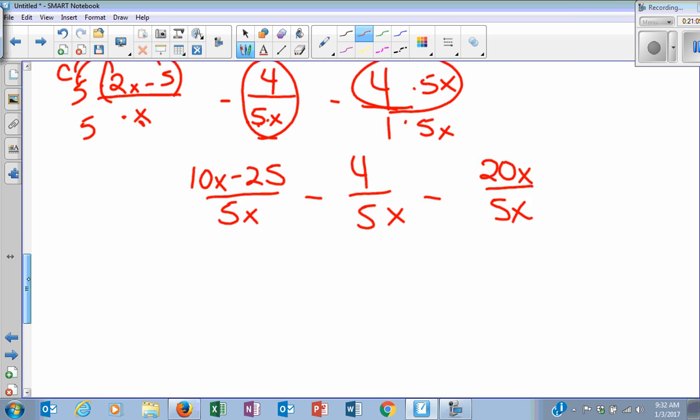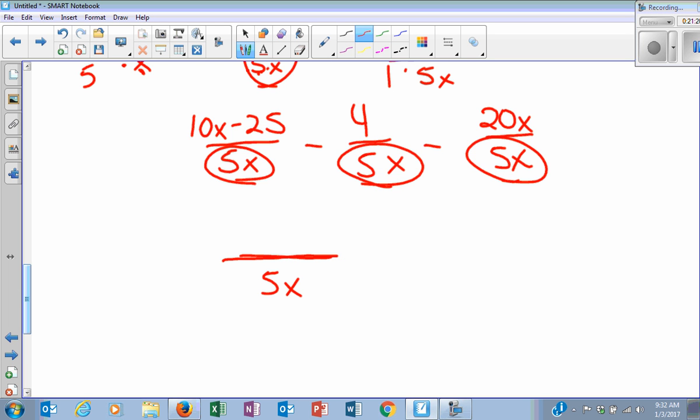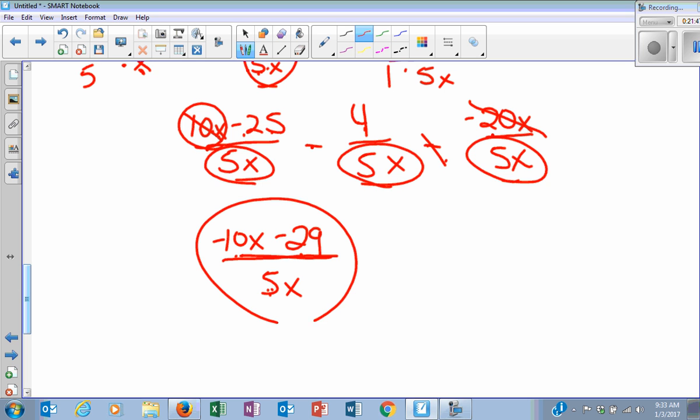Now my final step is just to combine all the tops. Now that my denominators are all the same, I can put them over 1. That's the whole purpose of this. And so when I do that, this can combine with any other x's. So I end up with 10x. The sign in front of this is a negative 20x. So 10x minus 20x is a negative 10x. I'm done with that. Negative 25 minus 4 more is going to be a negative 29. None of these have anything that all three of them have in common, so that is my final answer.